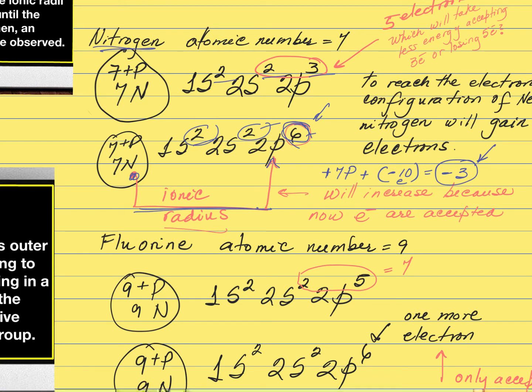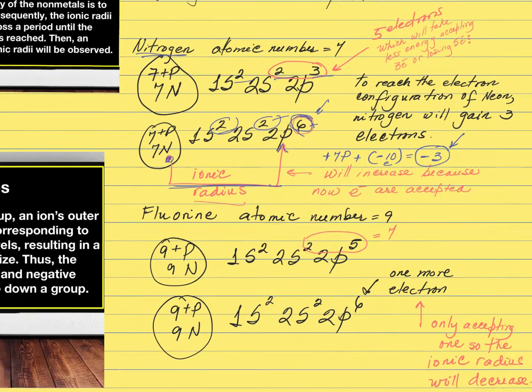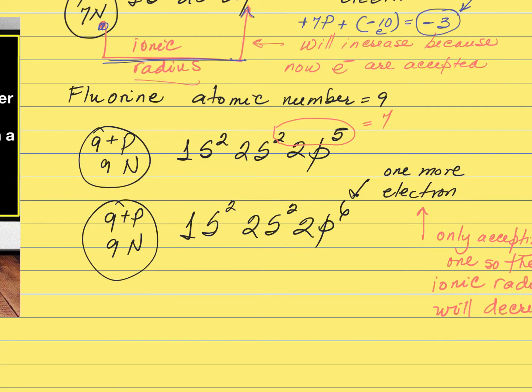Meaning that it's going to increase or keep increasing when you move within the non-metals? No way, Jose. Why not? And I have the example over here. So now you are going to move across the period, but you have this non-metal, which is fluorine, atomic number equal to 9.